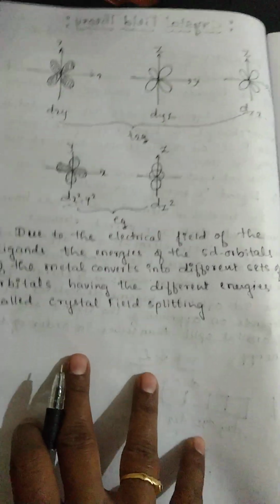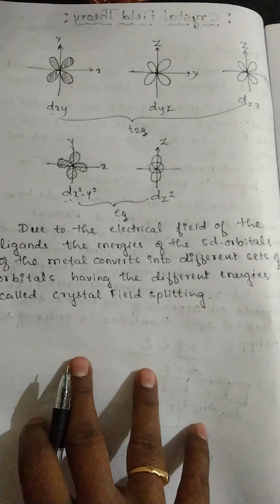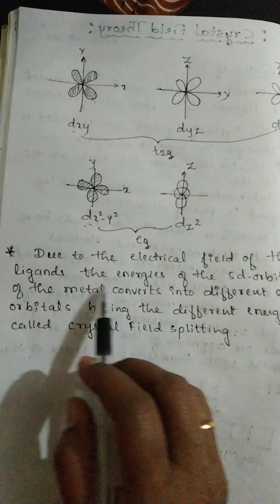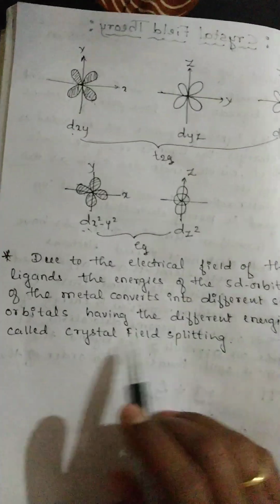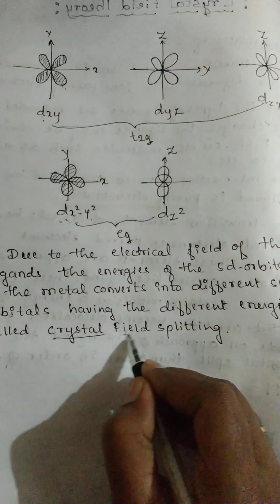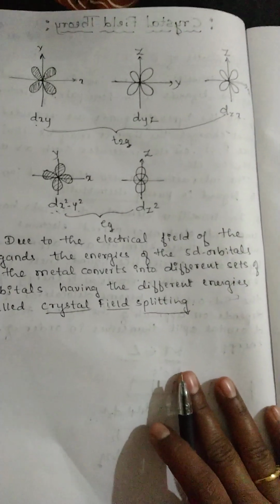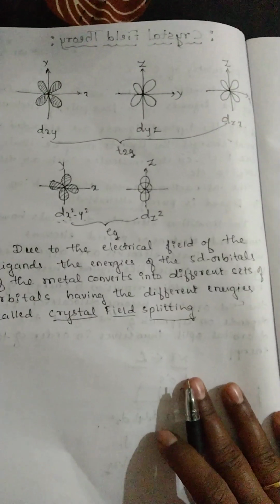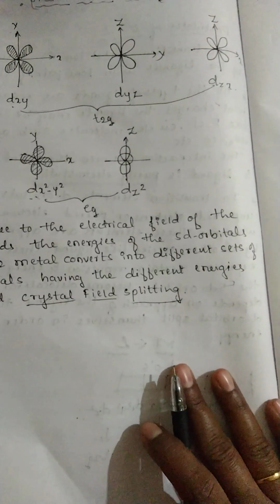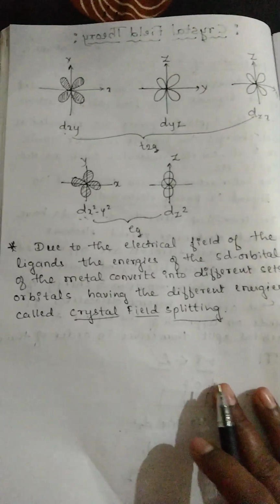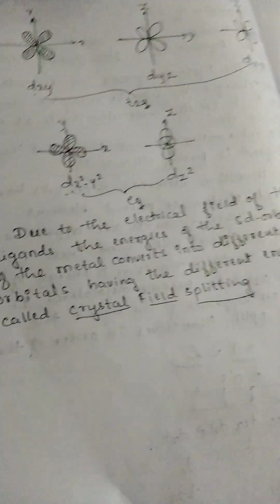The last postulate is that due to the electrical field of the ligands, the energies of the five d orbitals of the metal split into different sets of orbitals having different energies, which is called crystal field splitting. Now let us discuss the crystal field splitting in an octahedral complex.